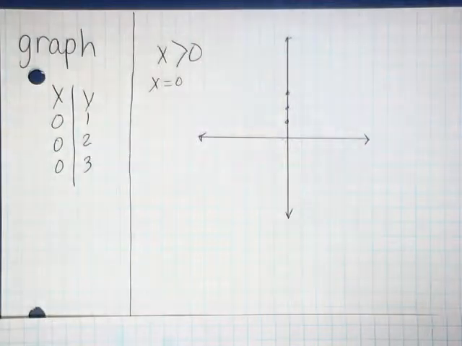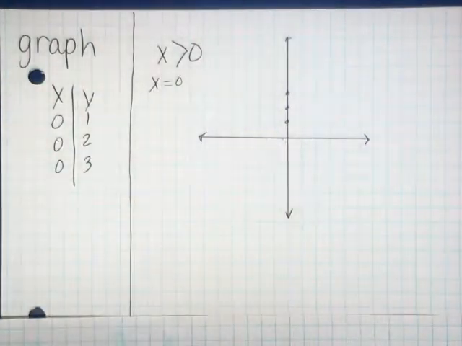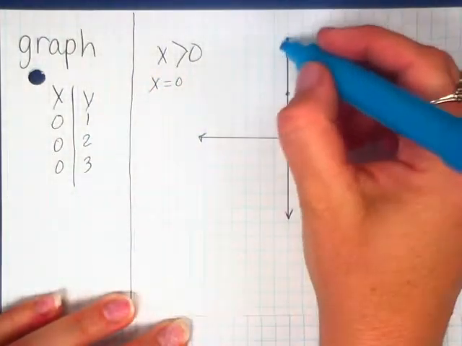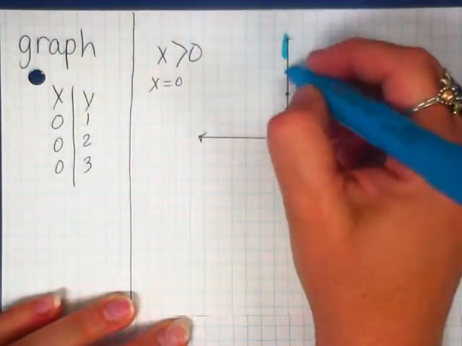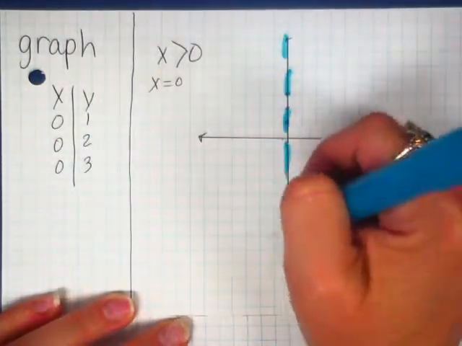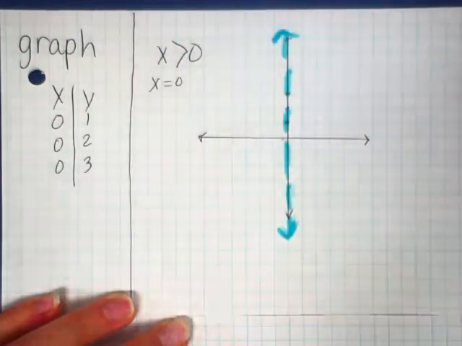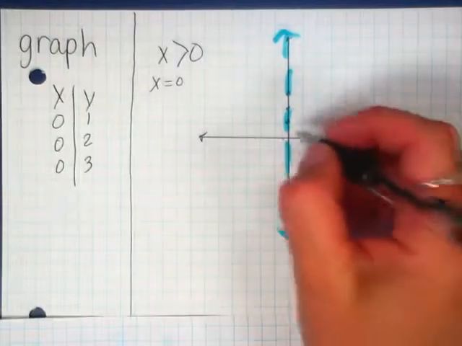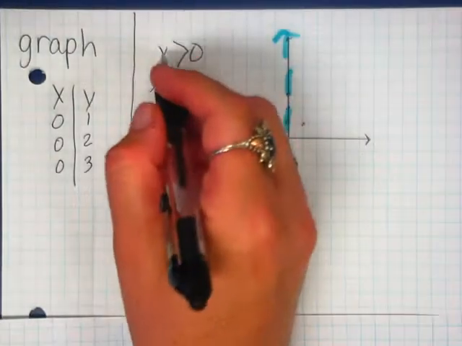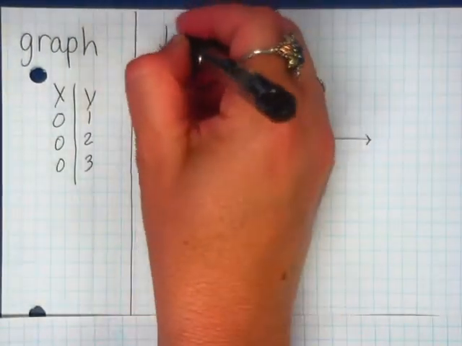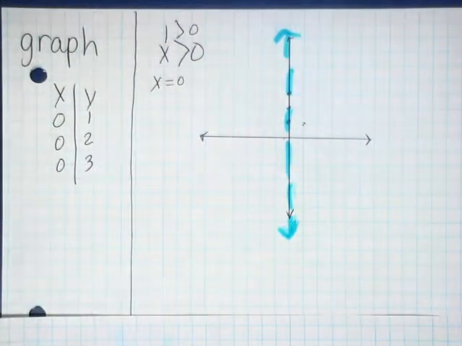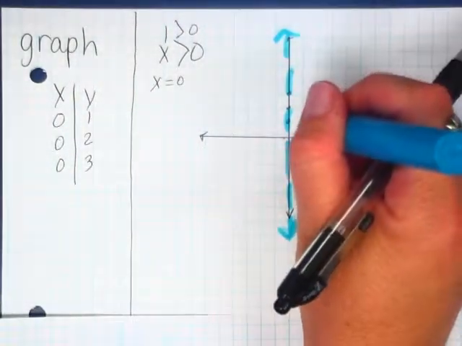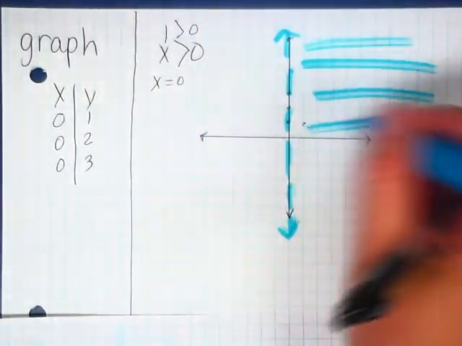So my graph, and I'm going to use my highlighter so you can see the dashed line, since it's greater than, no equal, my line itself is right here on the y-axis. So now we pick a point and see if it works. So let's pick 1, 1 right there. So x is 1. There is no y. So is 1 greater than 0? Of course it is. So this point worked, and I'm going to color in this side of my graph.